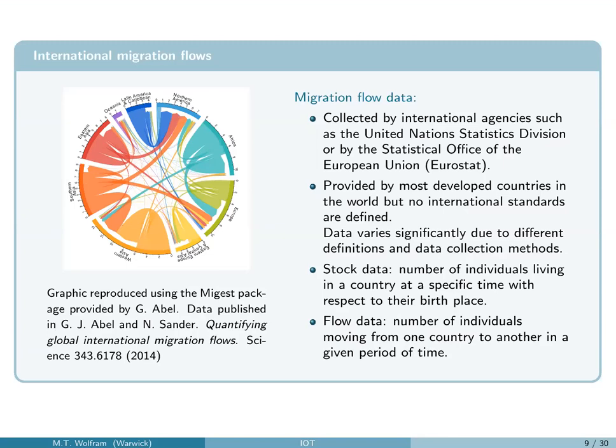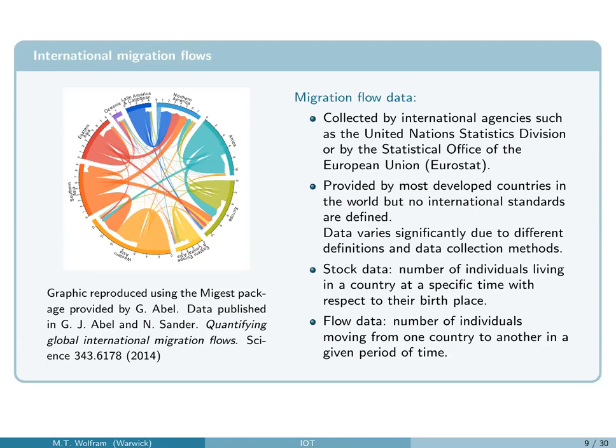But the first data is called stock, and this is the data that is collected in census, like when they count the number of individuals in a country. This data is usually available every 10 years. And also for less developed countries, it's much more reliable. So we count the number of individuals living at a certain point in a country with respect to their birthplace. The flow data is usually reported annually, and it just tells how many people moved from one country to another.